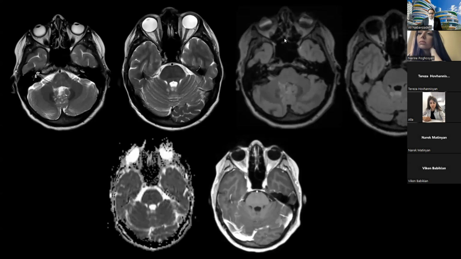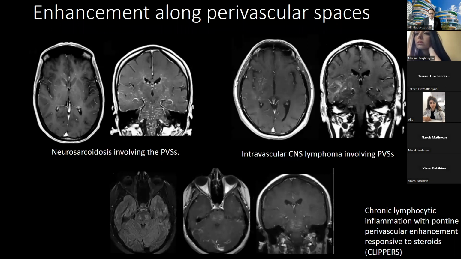Unlike the previous case that I showed in the posterior fossa, a multivascular nodular tumor can also be found in the posterior fossa. But again, when we talk about perivascular spaces, it's important to be aware of the anatomy of the perivascular spaces, and that different diseases can spread in the brain using the perivascular spaces as the conduit.